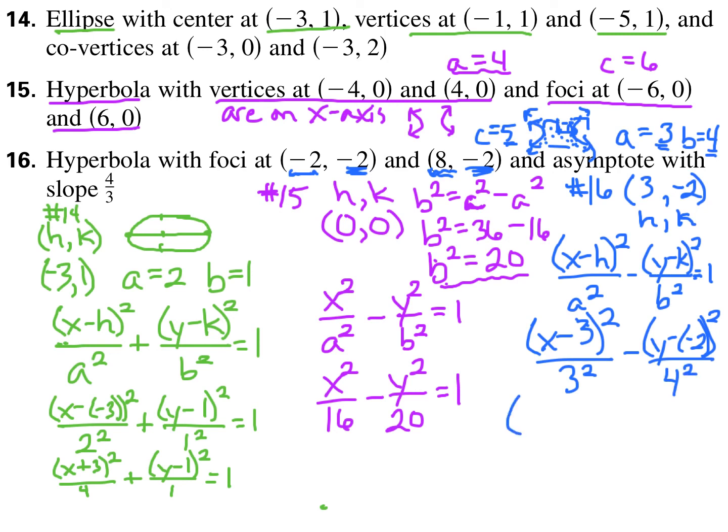So now I've got x minus 3 squared over 9 minus y plus 2 squared over 16 equals 1. Okay? And that'll do it for writing equations of conic sections.